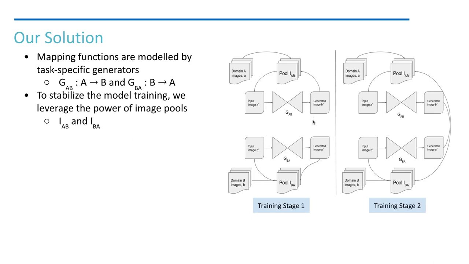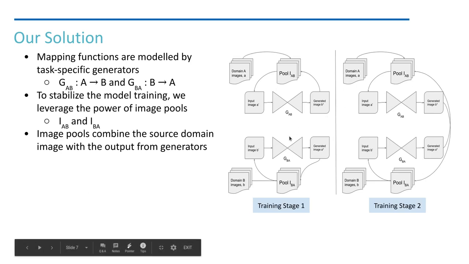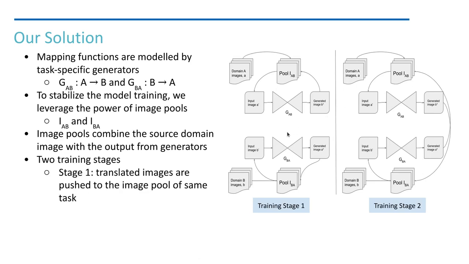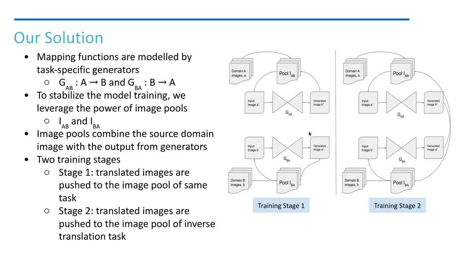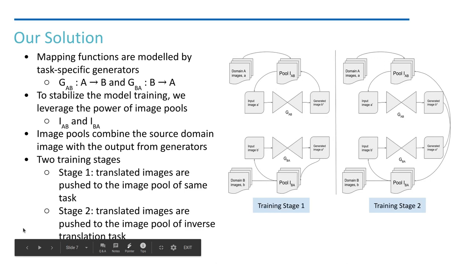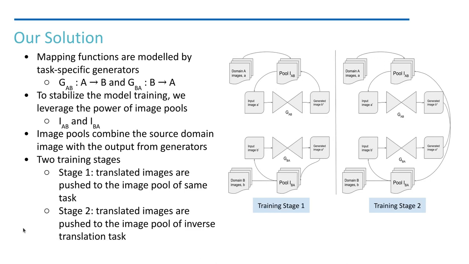Image pool IAB is associated with the task from A to B and therefore with the generator GAB, while the image pool IBA is associated with the translation task from B to A and therefore with the generator GBA. Further details of the training stage and image pools will be explained in the coming slides. In our implementation, we use two training stages. In stage 1, the translated images are pushed to the image pool of the same task, and in stage 2, the translated images are pushed to the image pool of the inverse translation task.